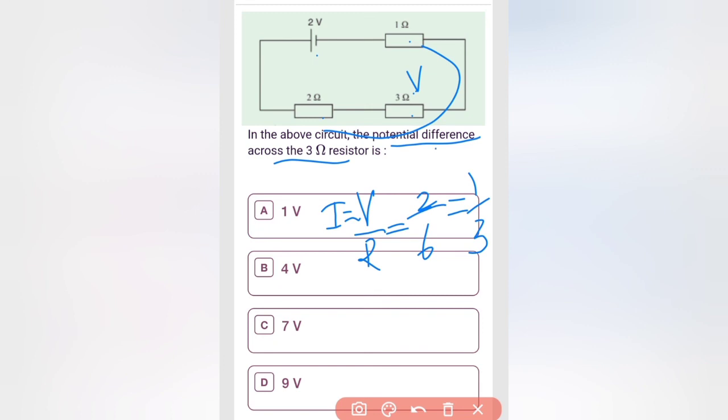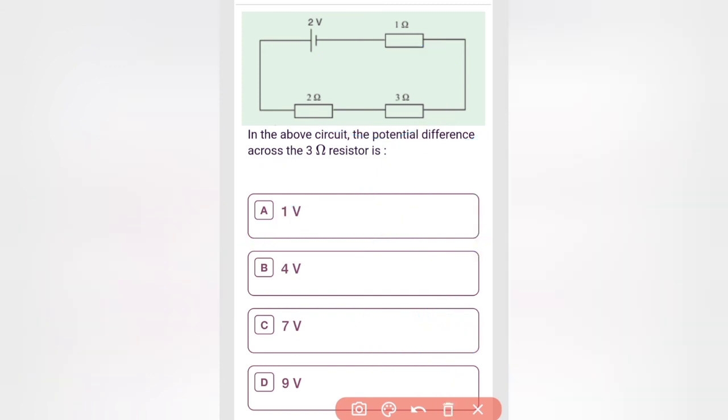What will be the potential difference? The potential difference V across the 3 ohm is equal to I into 3. What is I? 1 by 3. 1 by 3 into 3 is going to be 1. 1 volt is the correct answer. Option A is the correct answer.